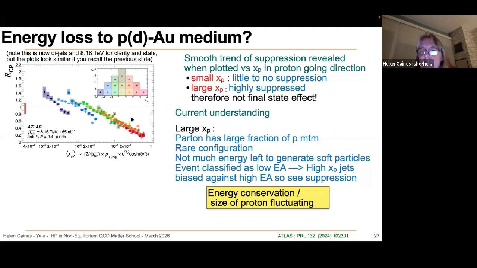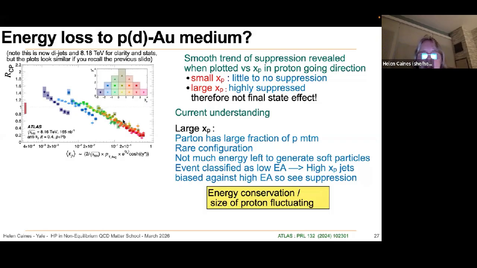And so the event is classified as a low event activity event, and the high x_p jets are therefore biased against happening in high energy collisions, what we call the central. And so when you have high x, you're more likely to have them in low event activity, that's the denominator, than you are in high event activity. So you see this apparently large suppression. But it's due to energy conservation of the partons, or the other way people think about it, the size of the proton fluctuating. Because if one parton is taking essentially all the momentum of the proton, you can think of the proton as being very, very small, and so less of the interaction happens.